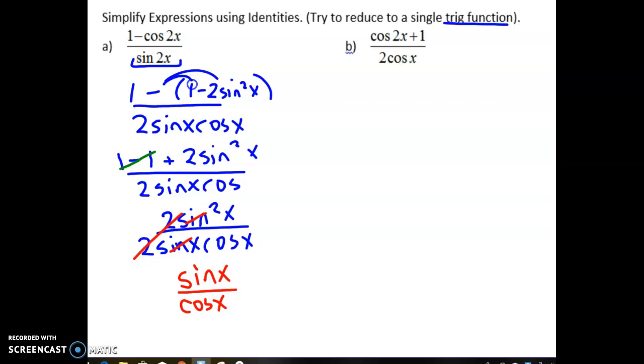Why is there still a sine x on the top? It was squared, right. It was squared, so there was 2 of them at the top. So again, one of them is going to get divided out, which leaves me with tan. So tan is the simplified answer for this question.